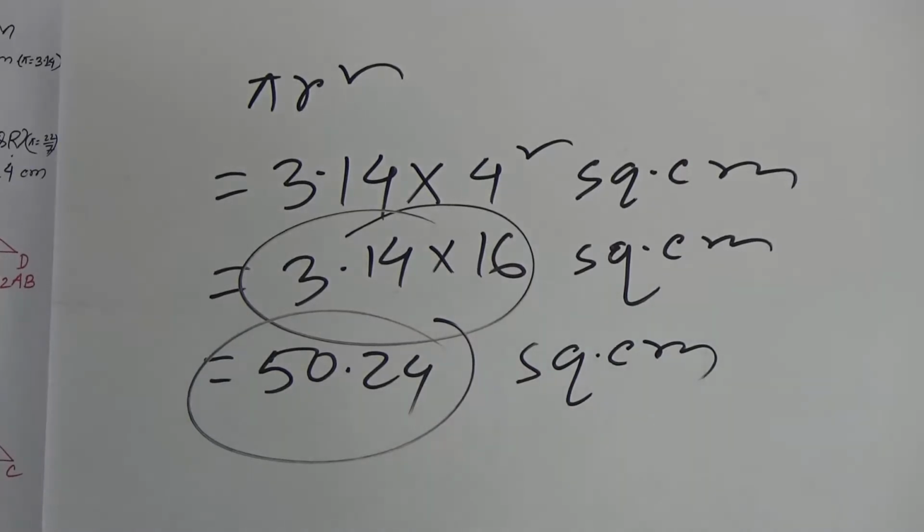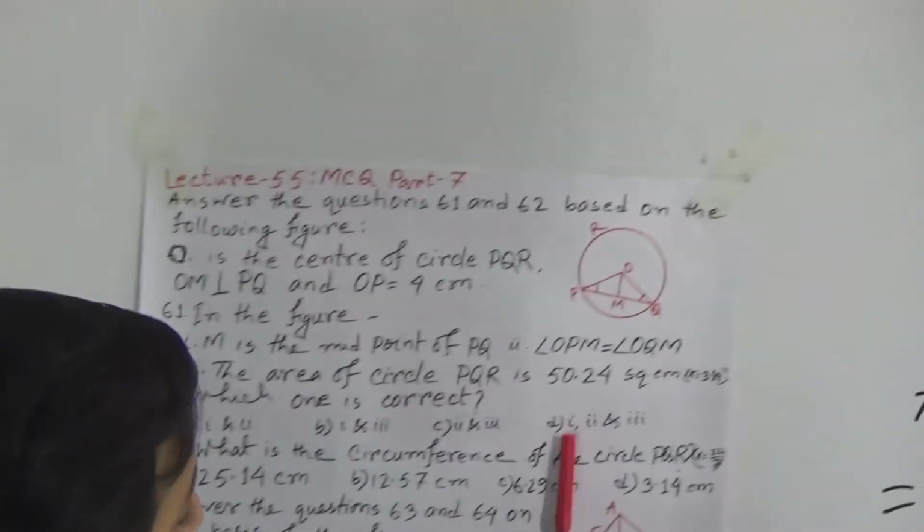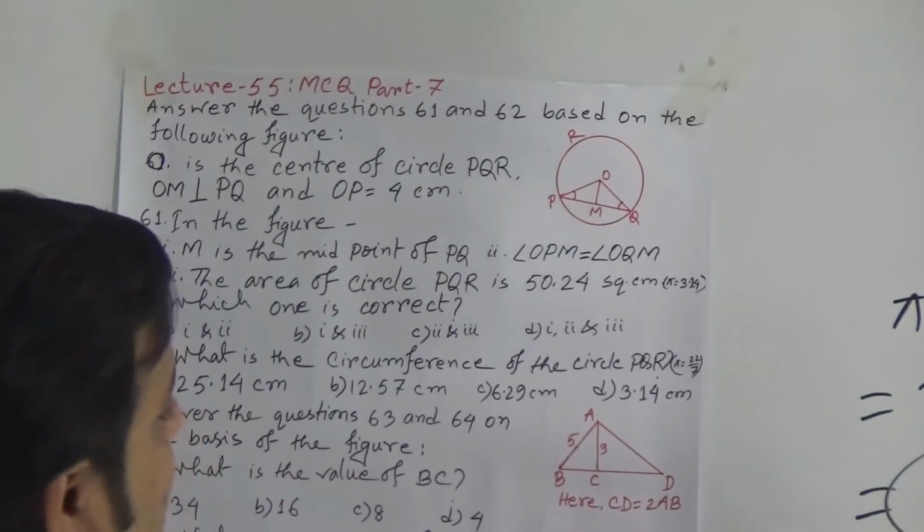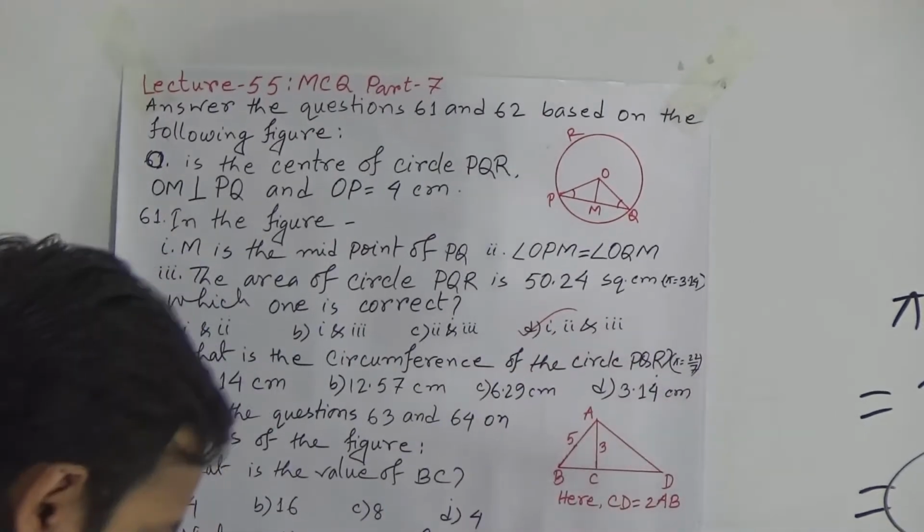It means we can say all the statements are correct here, 1, 2 and 3. So our answer of question 61, which one is correct? Here all are correct, 1, 2 and 3. So we can say our answer of 61 is D.